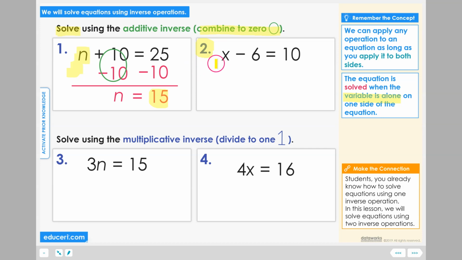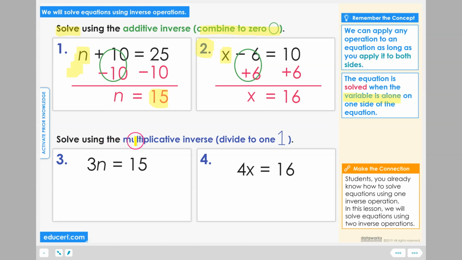Let's check your work. X minus 6 equals 10. To get this variable x solved all alone on one side of the equation, you needed to use the additive inverse of adding 6 to both sides. Will give you x equals 16.